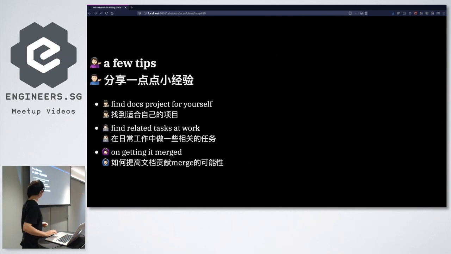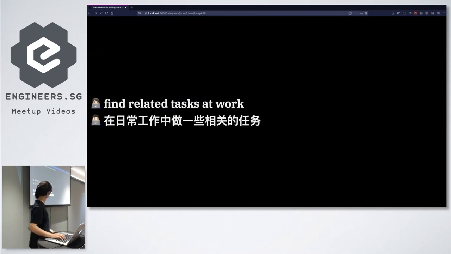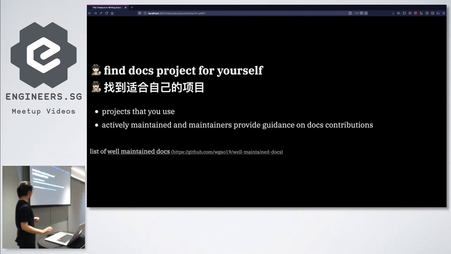So finally, I want to share a few tips along the line. The first thing is to find docs that are suitable for yourself. It's easy to drift off. In fact, it's actually very common to drift off because writing is, once again, very hard. And so there can be some projects that are easier than others for you to work on. So I think it is necessary for you to work on projects that you yourself are actively using. And also try to find projects that are actively maintained, and the maintainers provide guidance on docs contributions.